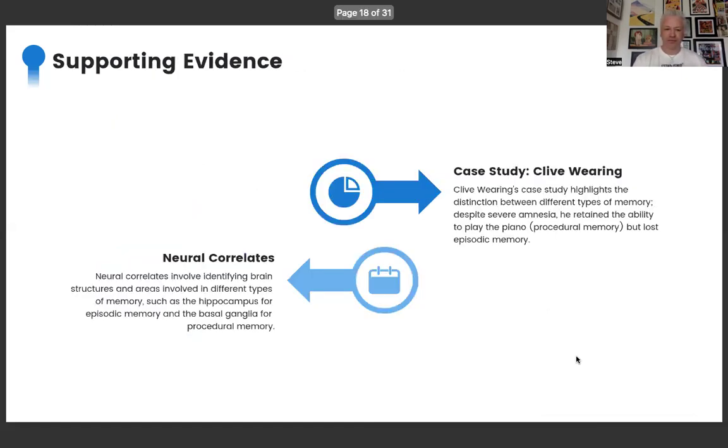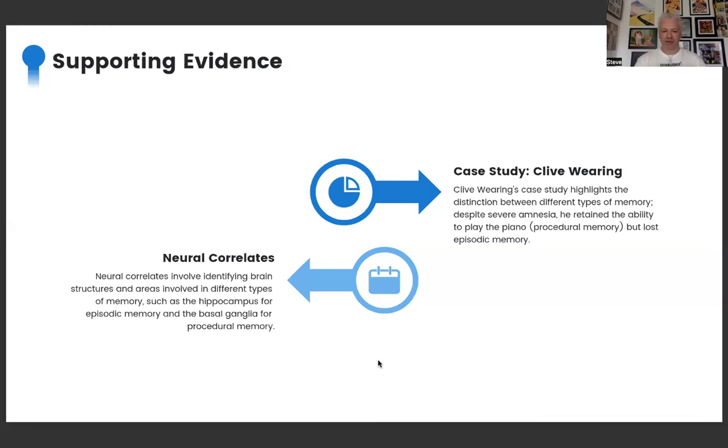So this is the case study of Clive Wearing. It's quite a well-known case. Probably the worst case of amnesia ever, I'd say. But his procedural memory is okay, which is a sort of long-term memory, but he didn't have episodic memory.